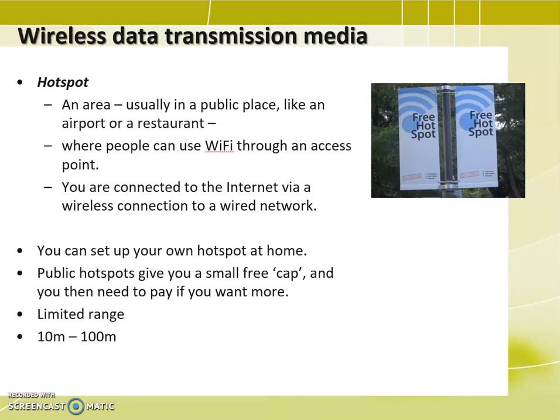Wireless data transmission media. Hotspots. This is an area, usually in a public place like an airport or a restaurant, where people can use the Wi-Fi through access points. You are connected to the internet via a wireless connection to a wired network. You can also set up your own hotspot at home with your cell phone. You have a limited range between 10 to 100 meters.